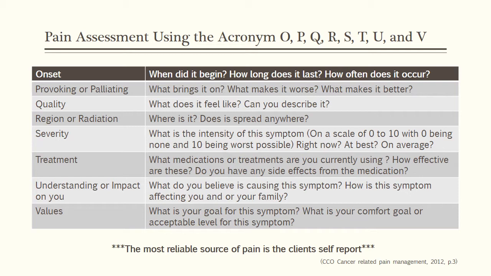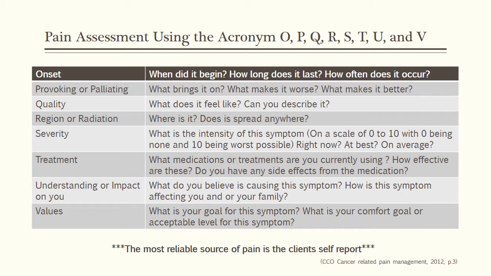Pain assessment using the acronym OPQRSTUNV. This just expands on the typical PQRST pain model that we are all familiar with. So I'll just run through this real quick. O is onset. When did it begin? P is provoke. What brings it on? What makes it worse? What makes it better? Quality. What does it feel like? Can you describe it? Region. Where is it? Where does it spread?